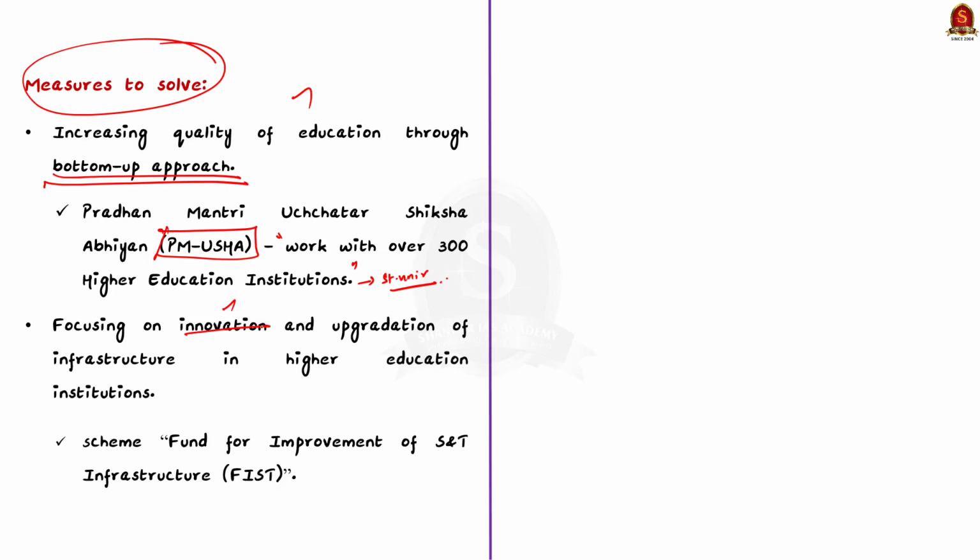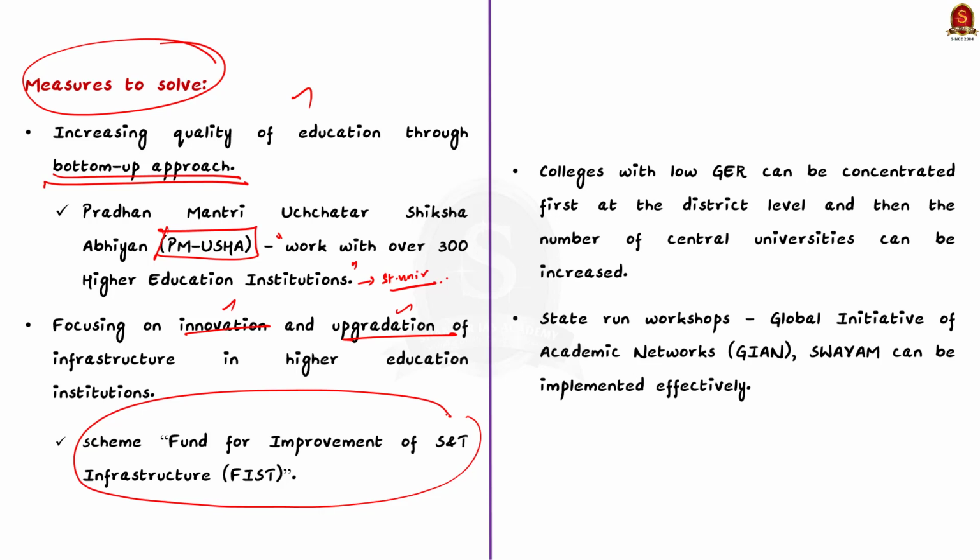Secondly, focusing on innovation and upgradation of infrastructure in higher education institutions. This is done by the scheme called Fund for the Improvement of S&T Infrastructure or FIST scheme. The scheme is intended to provide basic infrastructure and enabling facilities for promoting R&D activities in new and emerging areas. Moreover, it will attract fresh talent to universities and other educational institutions. Thirdly, colleges with low gross enrollment ratio can be concentrated first at the district level, and then the number of central universities can be increased to cater to the growing demands of higher education.